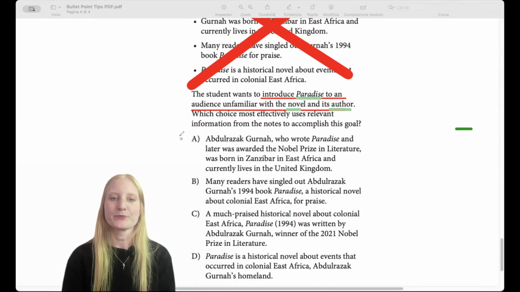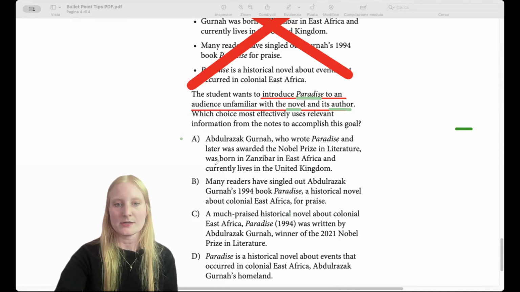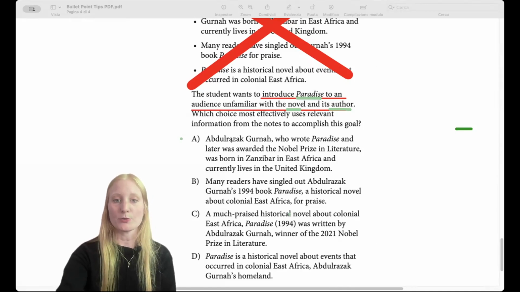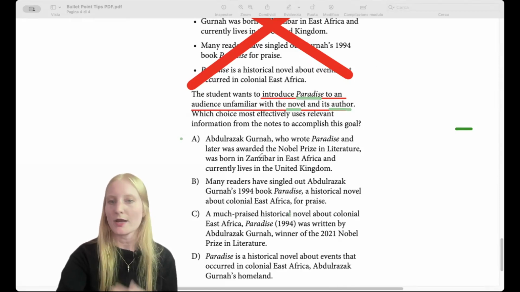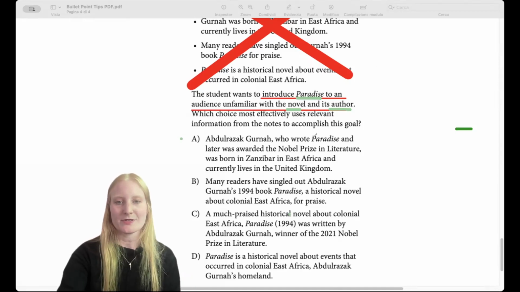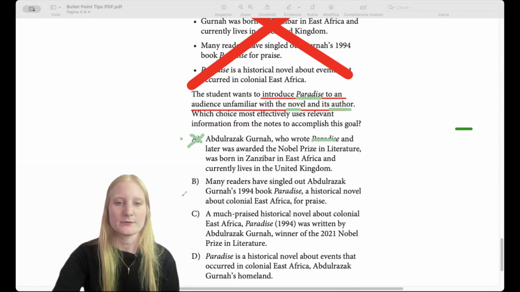So letter A, Abdul Razak Gurnah, who wrote Paradise and later was awarded the Nobel Prize in Literature, was born in Zanzibar in East Africa and currently lives in the United Kingdom. Okay, so this answer does explain who Abdul Razak is, right? We know they wrote Paradise, we know they won the Nobel Prize, we know where they're from. It's a really great introduction to the author. However, it doesn't really give us much information on Paradise itself, okay? So we don't really know what the book's about. So we can go ahead and cross off A, okay? It only gives us one of the key points.